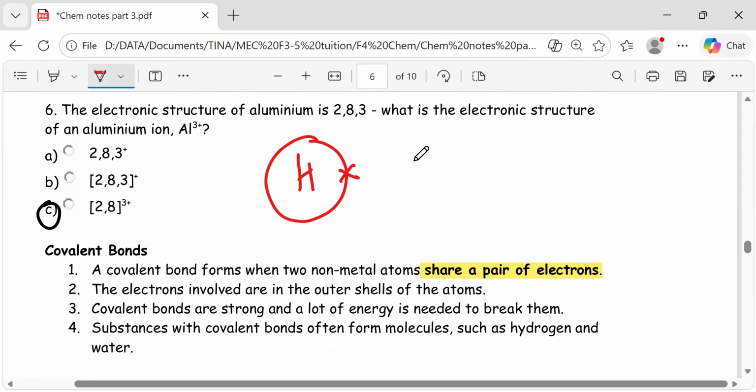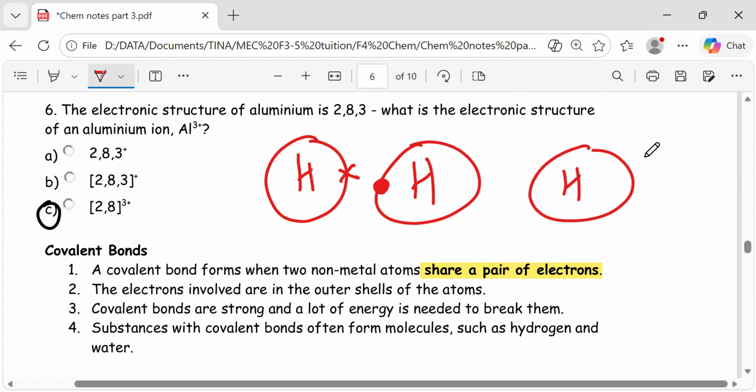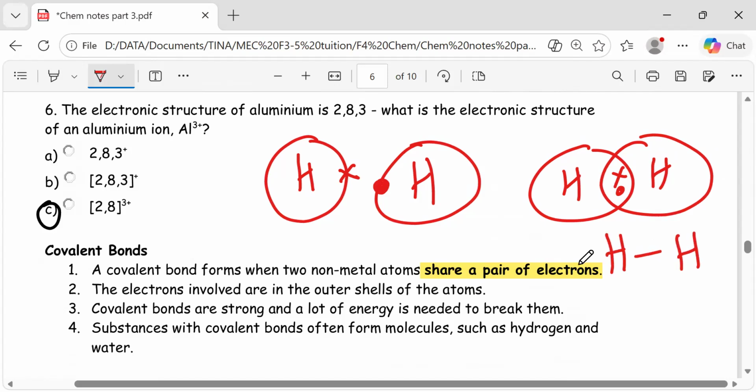So hydrogen talks to another hydrogen. Please, can you give me? No, no, you give me. Then they fight. Then suddenly, this hydrogen thinks it has two, this hydrogen thinks it has two. Is everybody happy? Yes. So this is called a single covalent bond. Can you draw this?